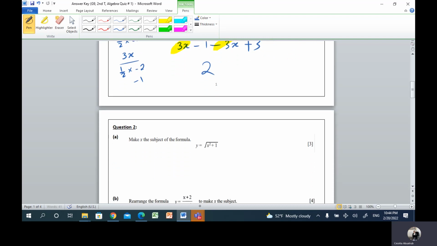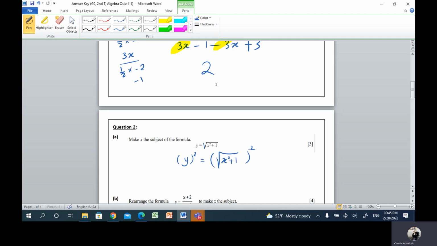Now they want us to change the subject of the formula. The subject of the formula here is y, and they want us to make x the subject. So first thing, we need to get rid of the square root. How do we get rid of the square root? By taking each side to the power of 2. So we're going to say y to the power of 2 equals 2 to the power of 2, the square root of x squared plus 1.